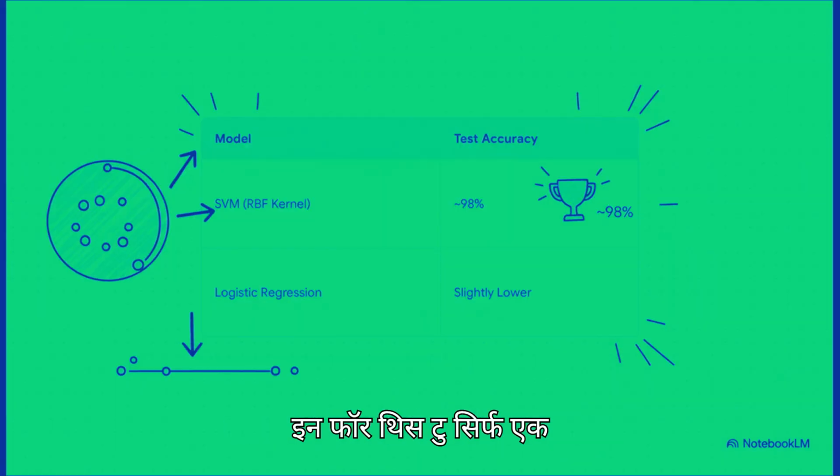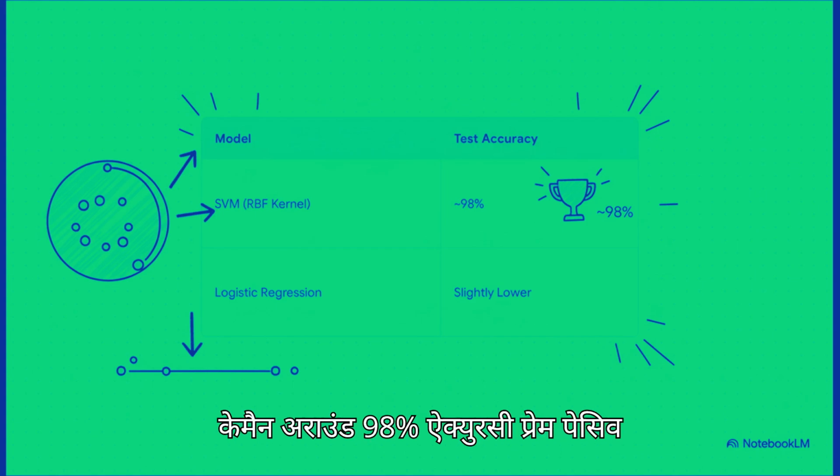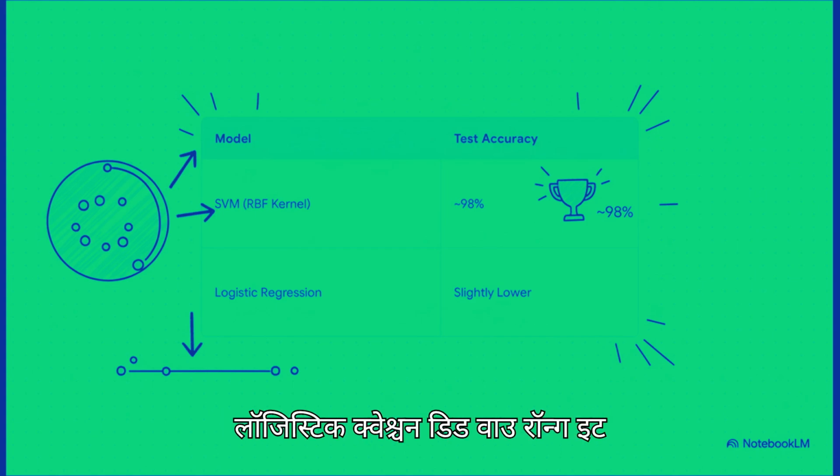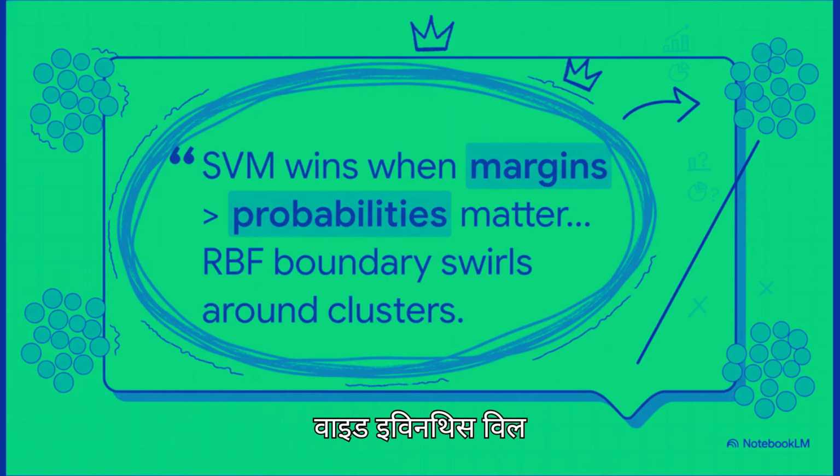And the results are in. For this specific task, the support vector machine, using that RBF kernel we just talked about, came in at around 98% accuracy. Pretty impressive. Logistic regression did well, don't get me wrong, but it was just a little bit lower. So in this face-off, the SVM takes the win. So why did it win?